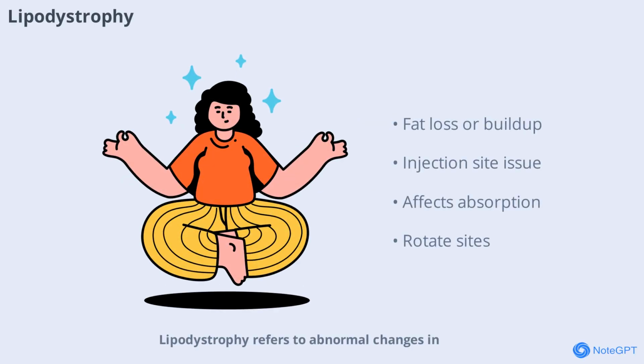Lipodystrophy refers to abnormal changes in fat tissue at insulin injection sites. It includes lipotrophy, or fat loss, and lipohypertrophy, or fat buildup. These changes are caused by repeated injections at the same site and can affect insulin absorption. Rotating injection sites helps prevent lipodystrophy and ensures consistent insulin action.